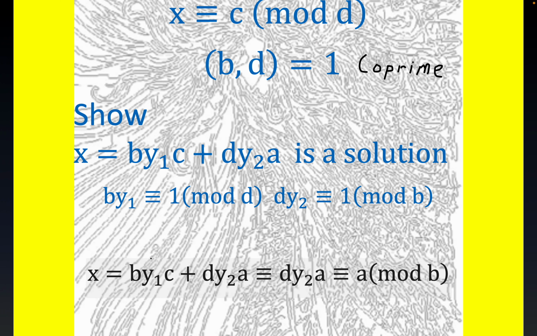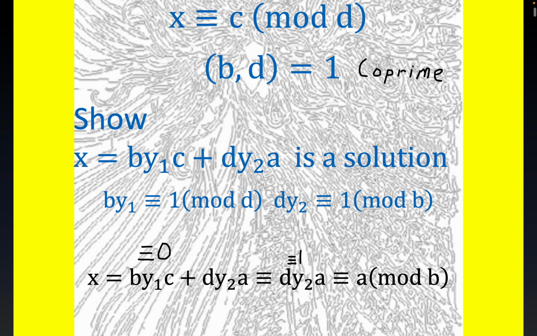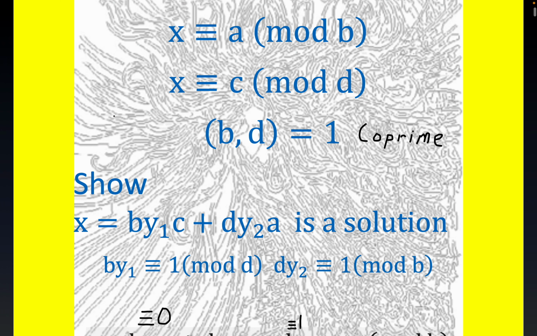Right here, this piece is manifestly congruent to 0. Any multiple of B is congruent to 0 mod B. So this term goes away, and now we have the d y sub 2. But notice that y sub 2 exists, so just this piece right here is congruent to 1. It's kind of trivial in a certain sense to establish the veracity of this constructed solution. This whole long expression just reduces to A mod B, and that makes it a solution to the very top equation in the given.